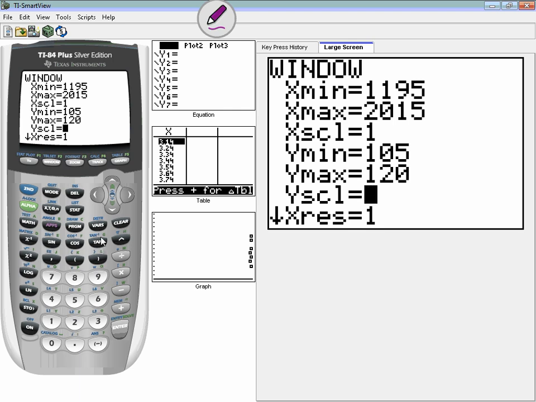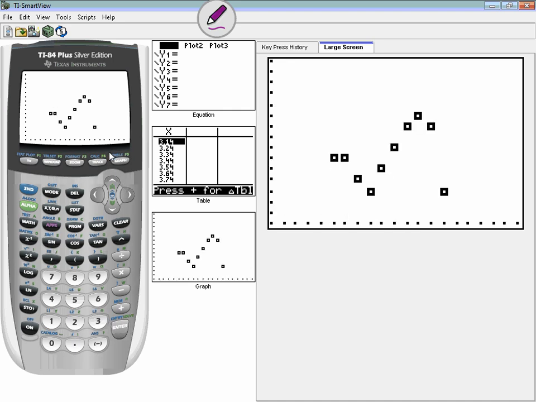Okay. And I screwed up my X. That's going to help. About 1995. So then when you go to your graph, you can see it a little better, right? Okay.